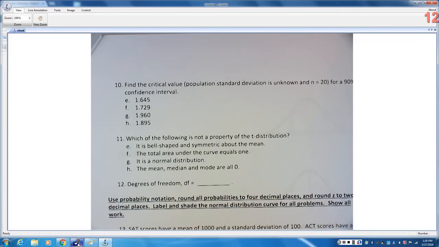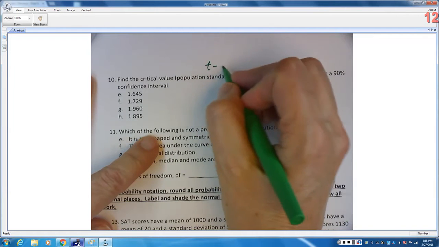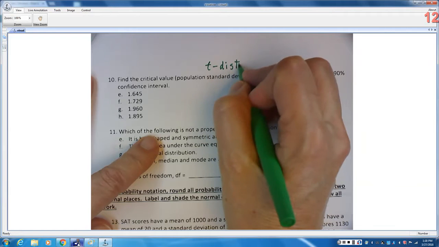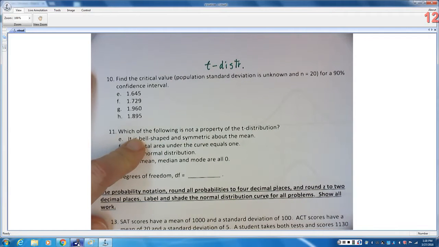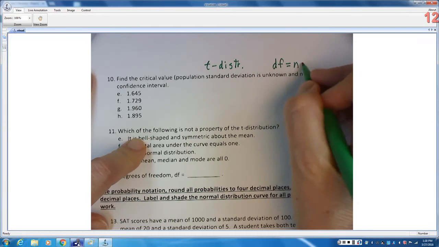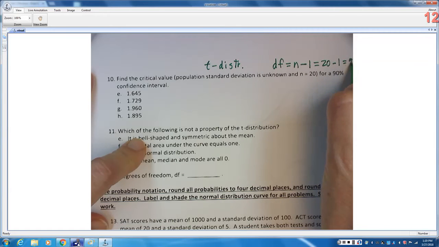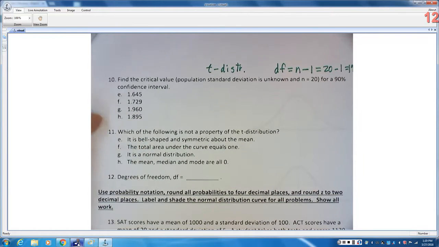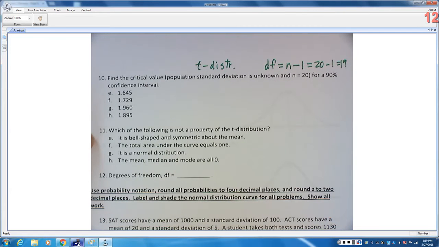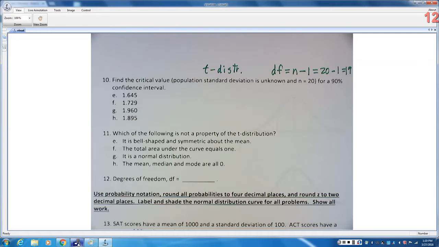Find the critical value if the population standard deviation is not known. This means it's a t distribution. And to find the critical value for this, we had to find our degrees of freedom, which is n minus 1. So n is 20. 20 minus 1 is 19. All right. And we had a table. Let's see if I can find that. Or you could use your calculator if it did this. But there were 2 ways.